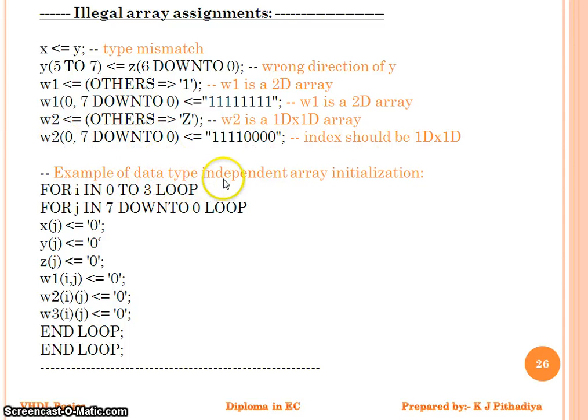Now, an example of data type independent array initialization. A few examples are written for I in 0 to 3 loop. So this will rotate the loop for I from 0 to 3, 4 times, same as 7 down to 0, 8 times, but starting from 7 minus 1 up to 0. So x of z 0 0 0 and loop. This is one of the programs that we have done. Example of independent array initialization. So the array rotates like that.